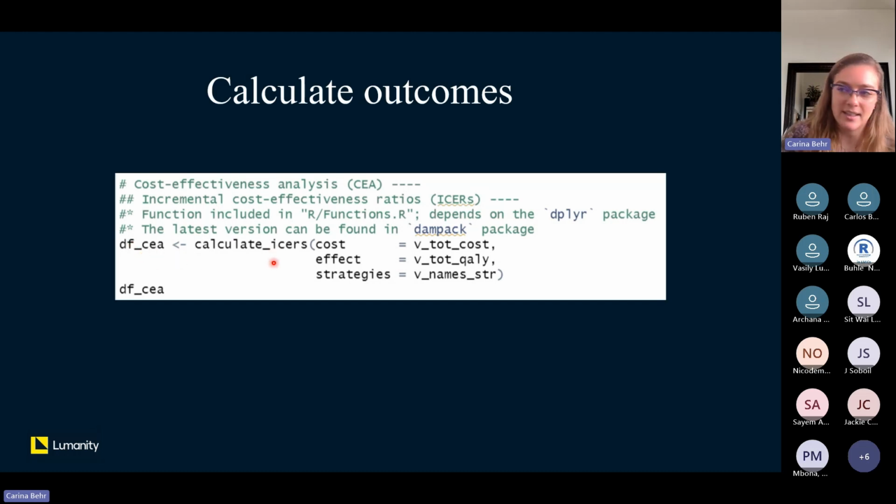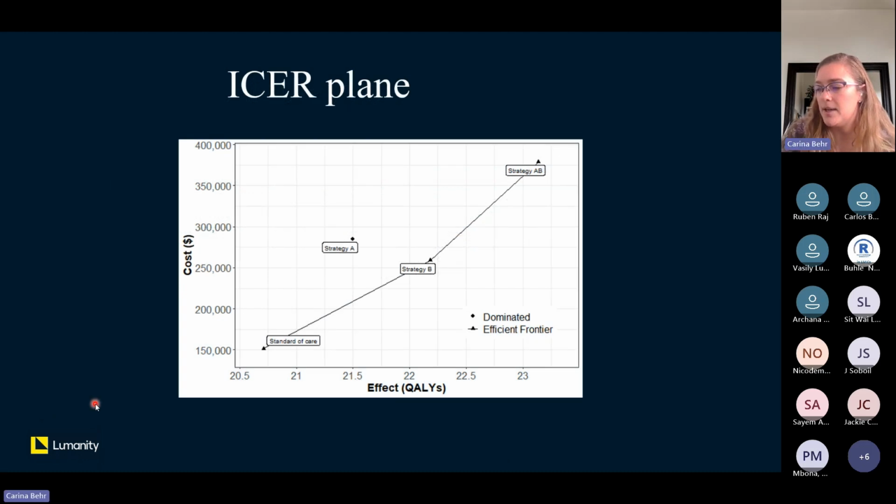Then in total, the ICEs are calculated, and this data frame with a cost effectiveness analysis gives a very nice overview of the results. And again, some nice plots, so you can see the isoplane with the different strategies, showing the costs and the effects.